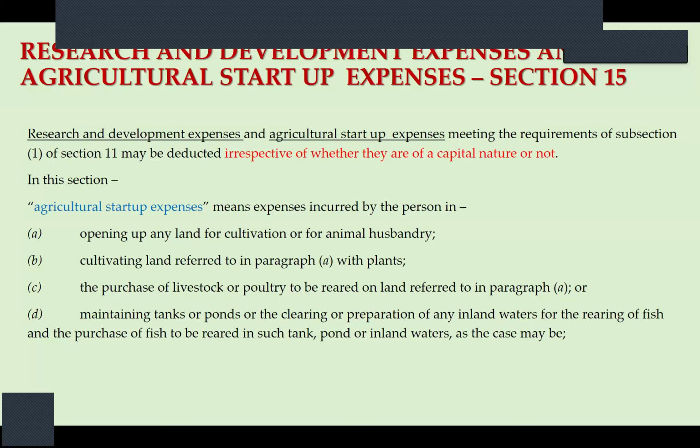So that expenditure should be incurred in the production of income. The only difference is that under section 11 no capital allowances are allowed, but specific deductions, capital nature expenses, are also allowable as a deduction. Then what are the agricultural startup expenses? Means opening up any land for cultivation or for animal husbandry.